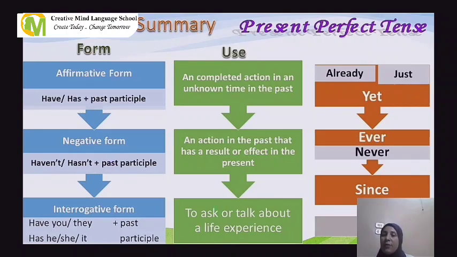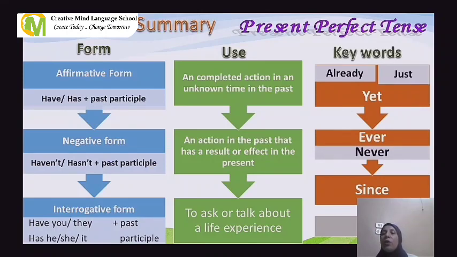Then we talk about the use. We said that we have 3 uses to talk about. The first, if you are talking about a completed action at an unknown time in the past. We don't know when the action has happened, or maybe we don't care about the time. The most important is the action itself. Number 2, when we talk about an action in the past that has a result or effect in the present. Number 3, when we talk or ask about a life experience.